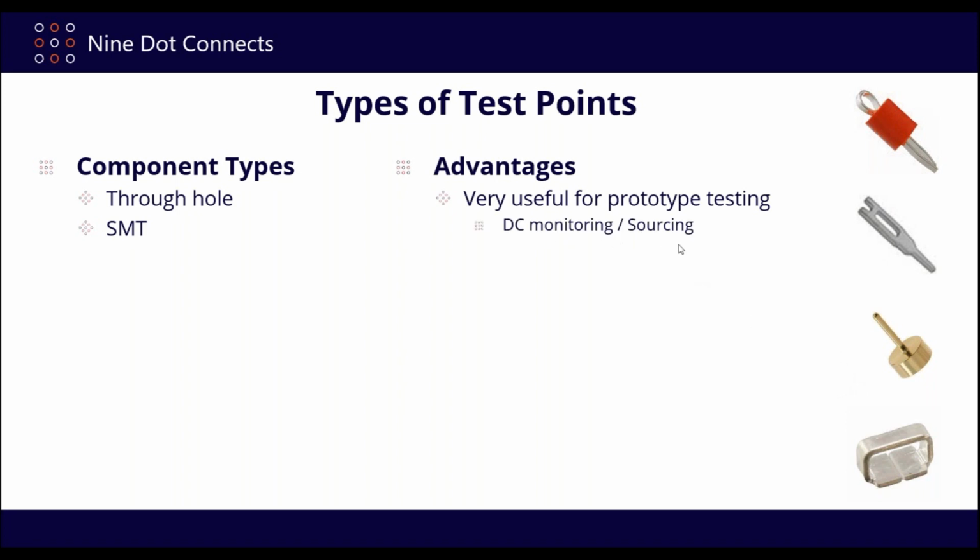So you can do DC monitoring or sourcing. You hook up a probe onto this thing. If you've seen the probes, they've got little hooks on them. Once you've got them hooked up, they're good to go. So if you need to inject some type of DC to power it, or you want to see what the voltage is on it, these are very useful for that.